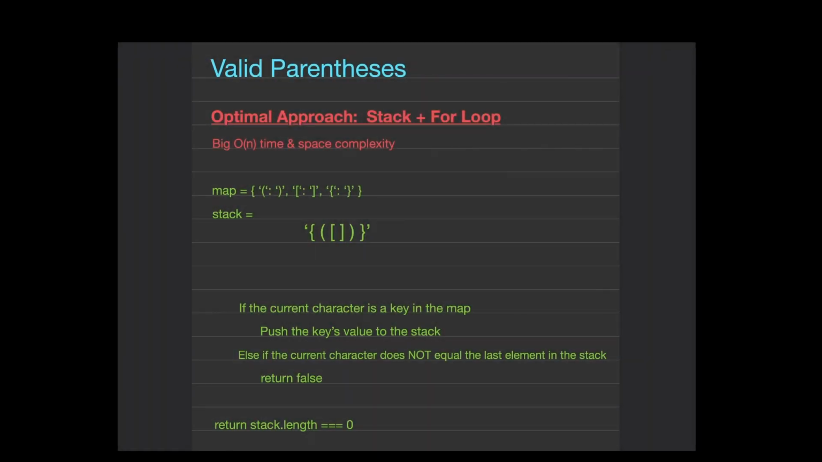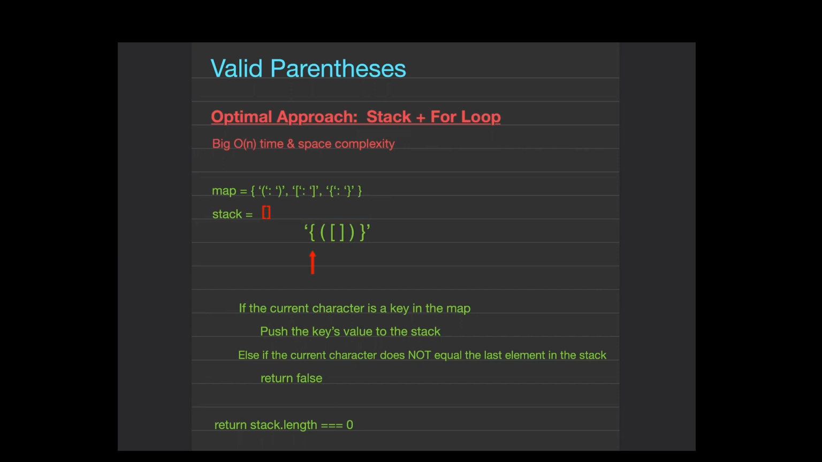For this approach, we're going to utilize a stack and a single for loop. This solution has a big O in time and space complexity. We'll start by initializing an object with our opening parentheses as the keys and the closing parentheses as the values, and we'll initialize a stack with an empty array. Then we'll set up a for loop that will iterate through the string.